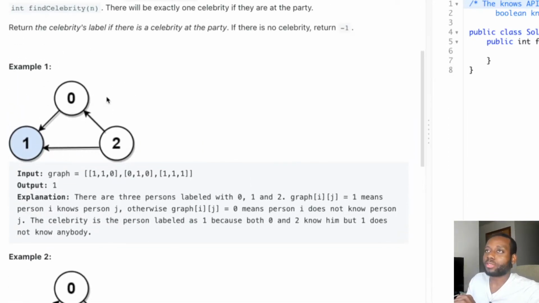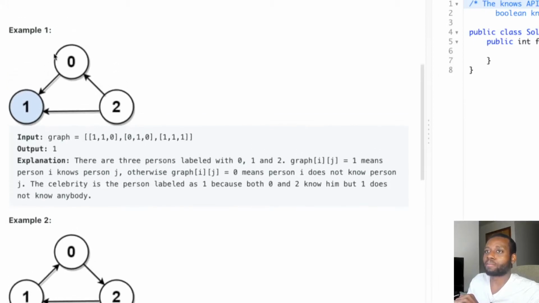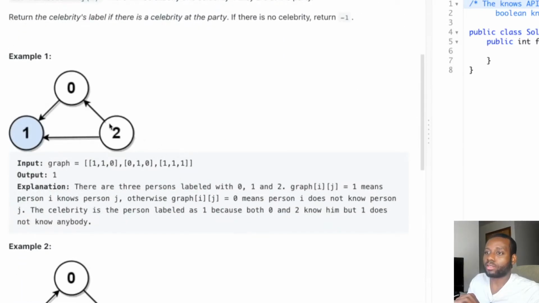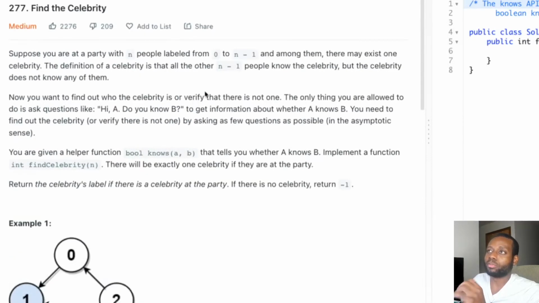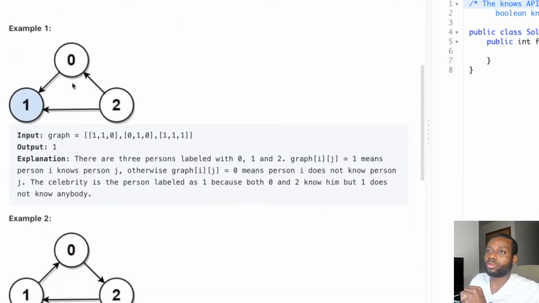You can see that they show us it's going to be a graph problem. We give it n people, so n might be 3, meaning there are 3 people labeled from 0 to n-1. That's their label. So we've got 0, 1, and 2.